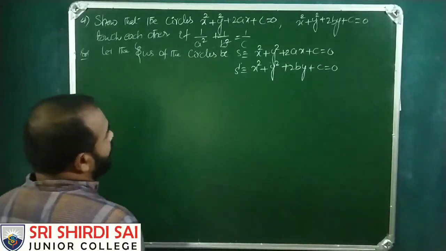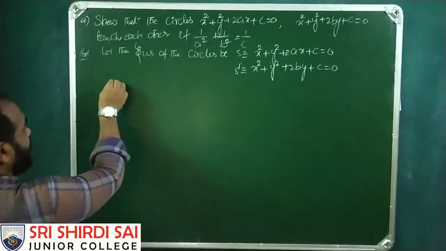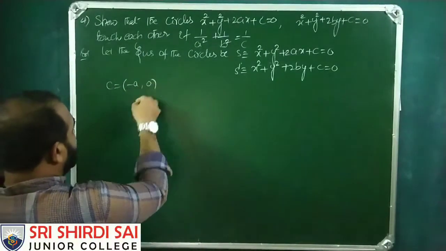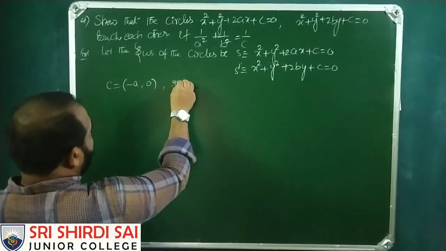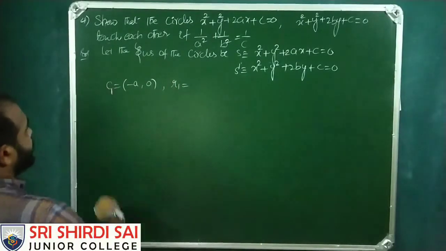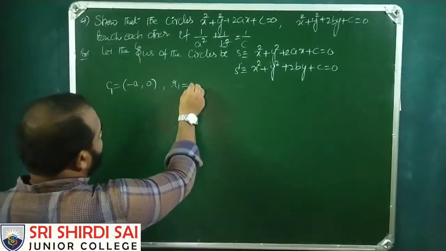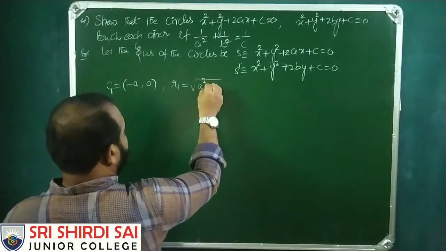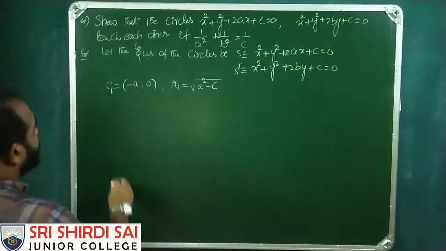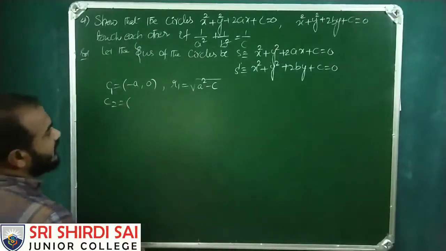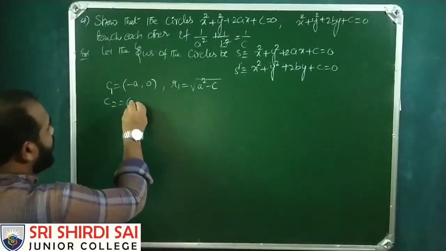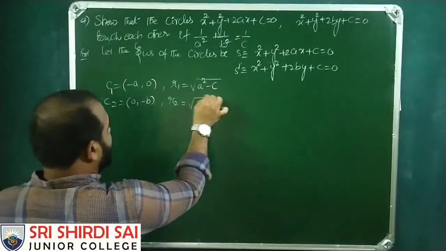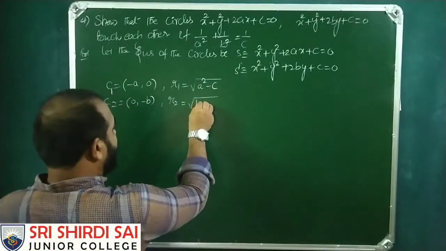So the center for the first circle C1 is minus a comma 0. Radius r1 is equals to square root of g square plus f square minus c, so square root of a square minus c. C2, the second circle, center is 0 comma minus b. Radius r2 equals to square root of b square minus c.